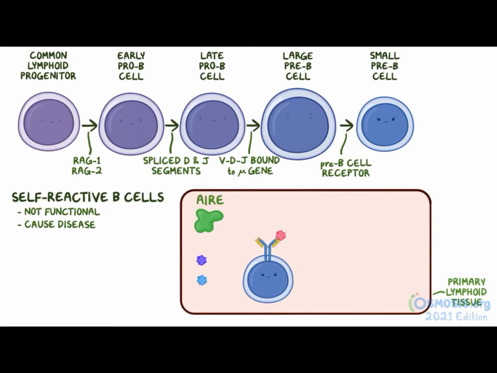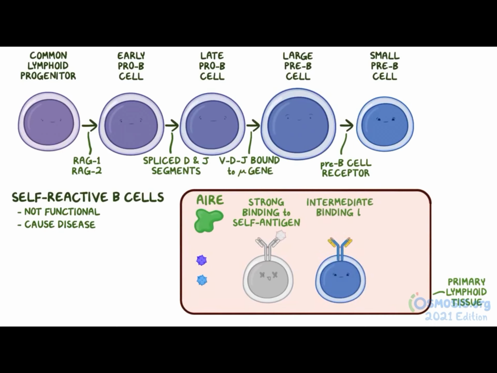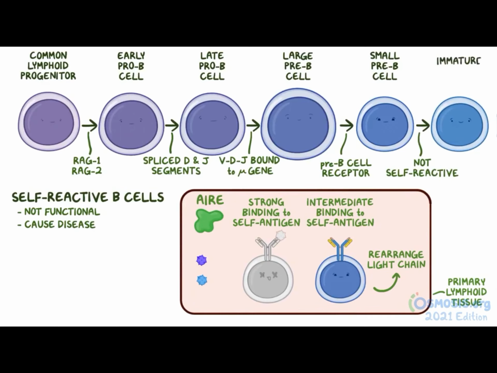If a small pre-B cell binds strongly to a self-antigen, then it dies swiftly and silently by apoptosis. Whereas if a small pre-B cell binds with only intermediate strength to the self-antigen, then the small pre-B cell will try to rearrange its light chain in the hopes that it'll reduce the strength of its binding to a self-antigen. Only small pre-B cells that don't recognize self-antigens at all develop into immature B cells.